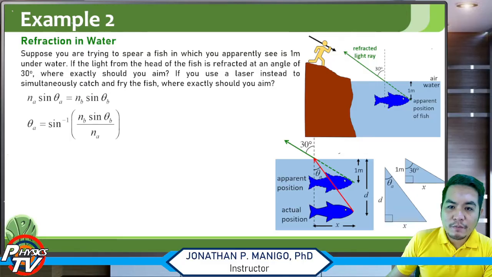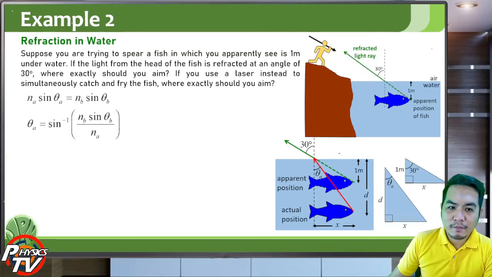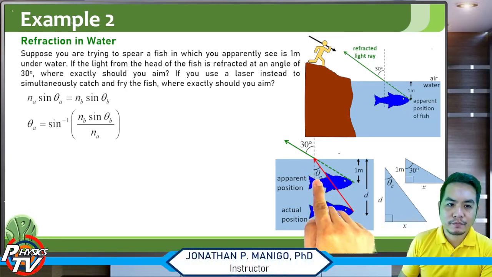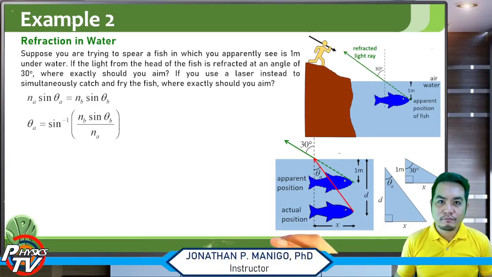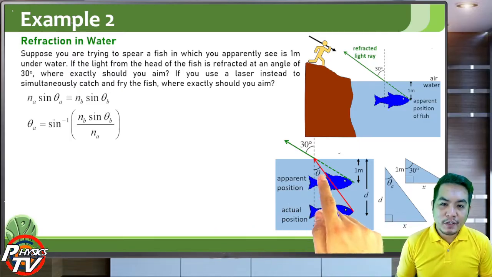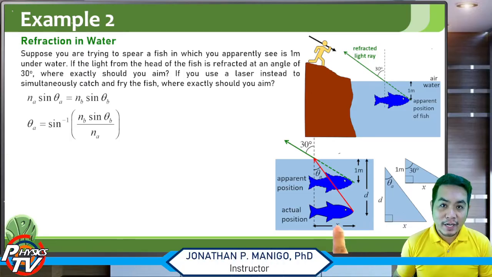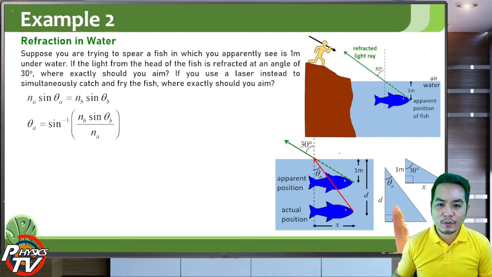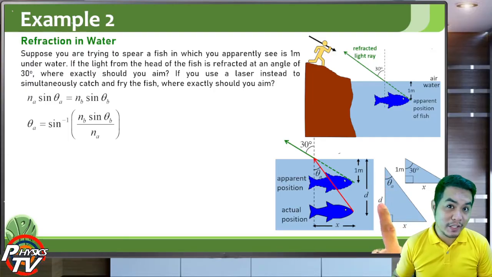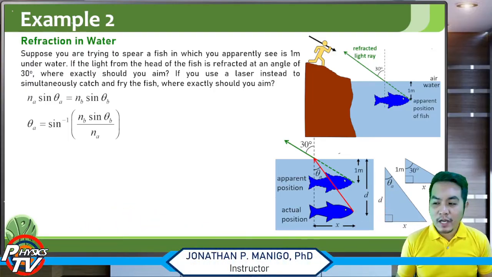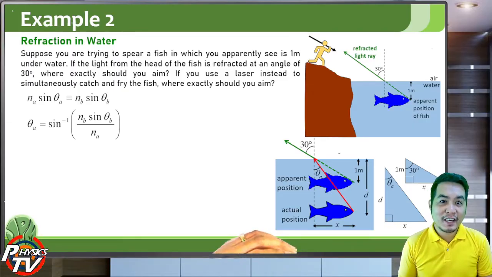Before we can solve for x, we need to find first the angle of incidence, this theta. So there are three unknowns. We need to find this angle here, the angle of incidence, and x, before we can solve for d. So we need to solve for these two unknowns first before we can solve for d. So it now reduces to a trigonometric, geometric problem.